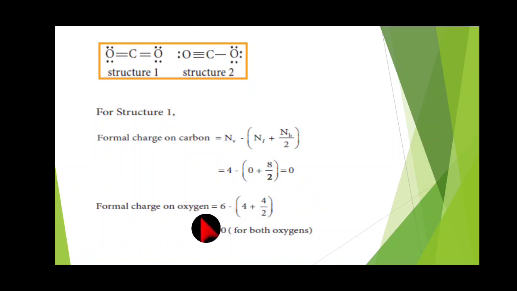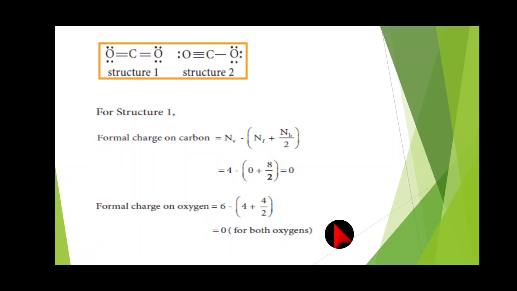Likewise, we can calculate for the oxygen atom, both terminal oxygens. Oxygen valence electron 6 and NL, any lone pair is possible. 4 lone pair electrons totally, 1, 2, 3, 4, right? Then bonding, how many electrons? 1, 2, 3, 4. So 4 divided by 2, the number of electrons present in the bonds around the bond pair in the Lewis structure. 4 by 2. So here also the formal charge on oxygen is 0.